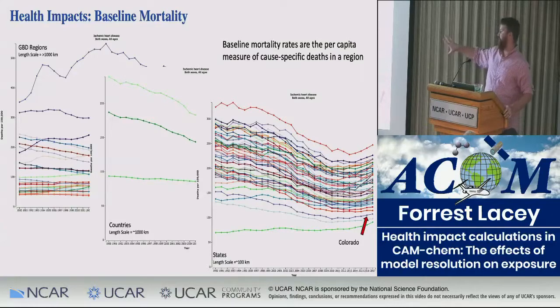So here you can go from the macro level, which is the GBD regions, which is basically on the length scale of greater than 1,000 kilometers, down to the country level, which is around the length scale of around 1,000 kilometers, and then to the state level, which is around 100 kilometers. And if you start to think about this as the length scale in hundreds of kilometers, this is where we start getting into the resolution of the climate models that we're currently using. So CAM-chem runs at around 100 by 100 kilometers if you run it in a fixed grid setup. That's around the length scale that we're calculating here.